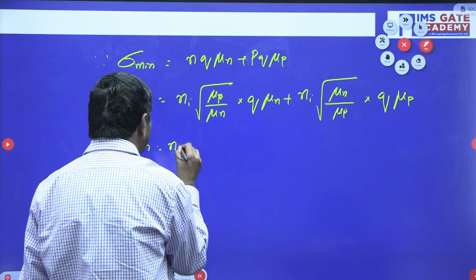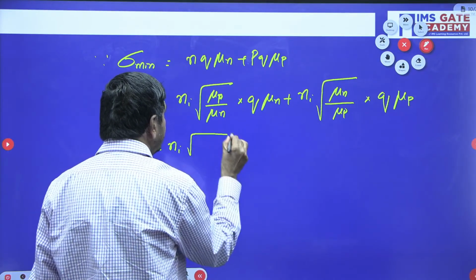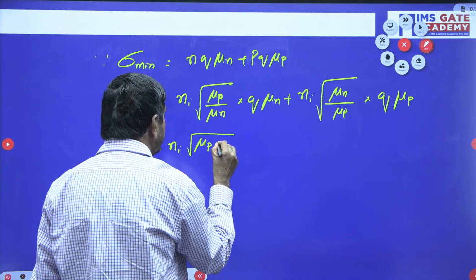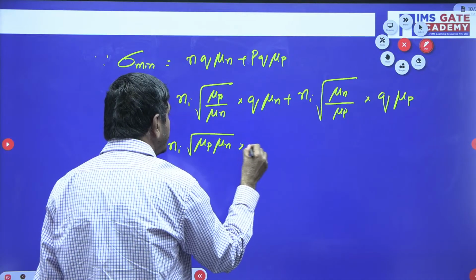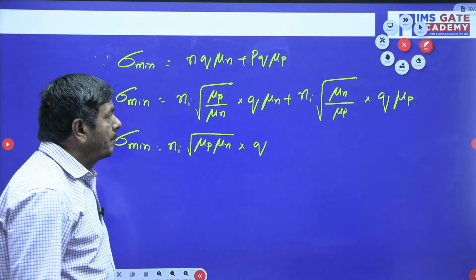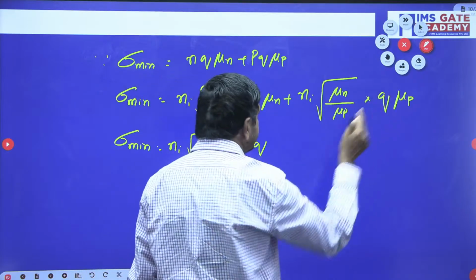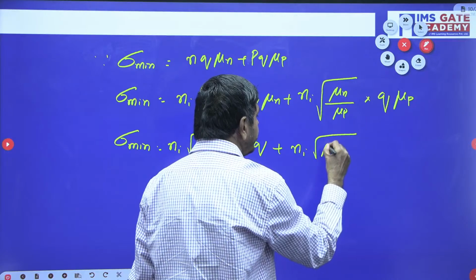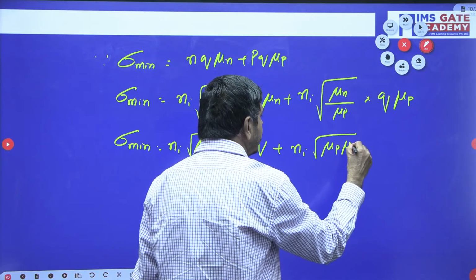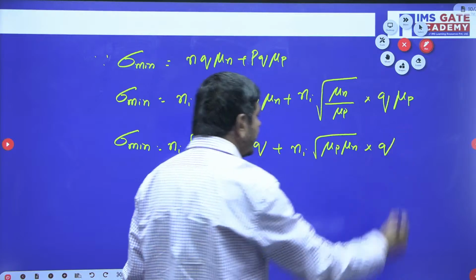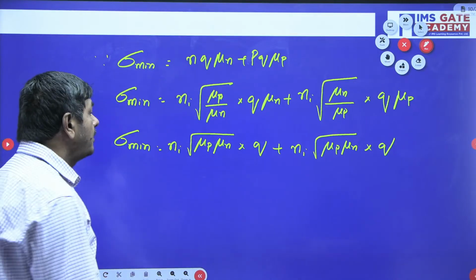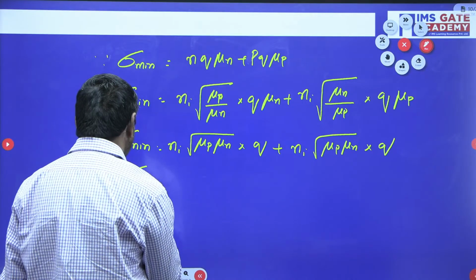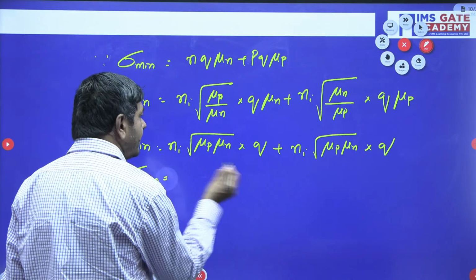ni into under root of mu p mu n, here it comes, mu p into mu n into q outside. But the root times this mu p will be cancelled here now. So I can write ni into under root of mu p into mu n into q. Thereby taken common certain terms. What those terms are taken common here now? At minimum conductivity, ni is taken common.